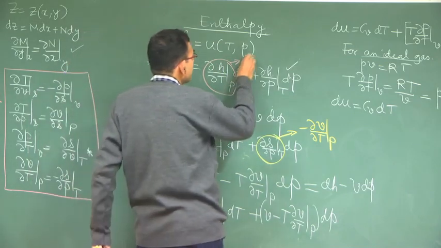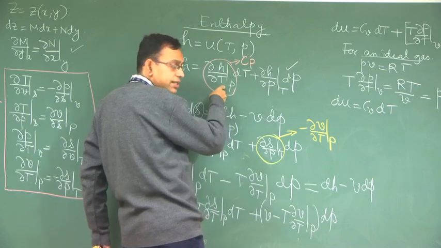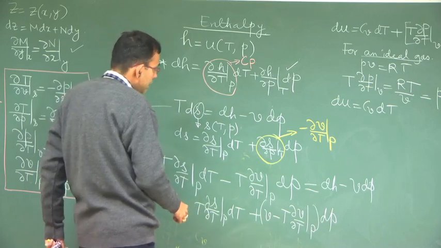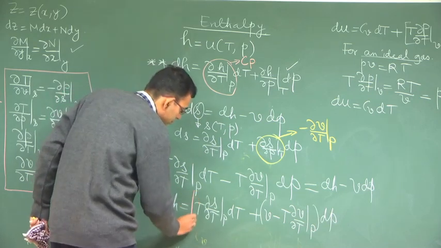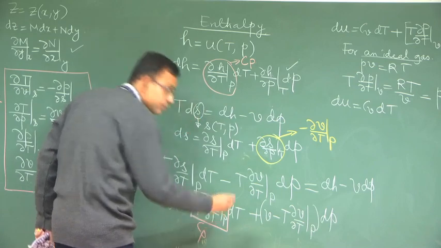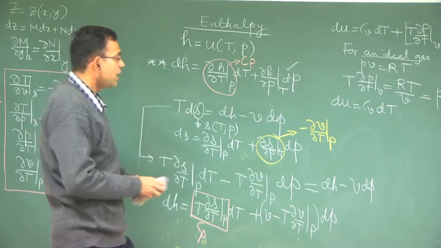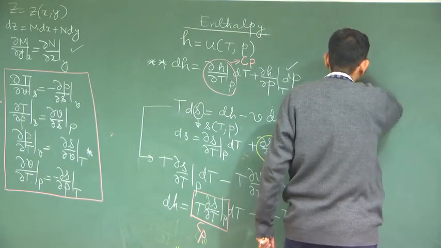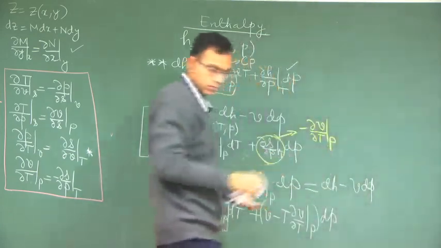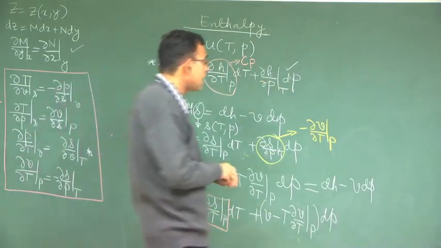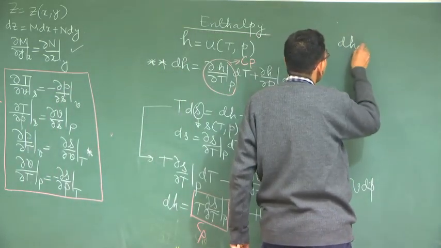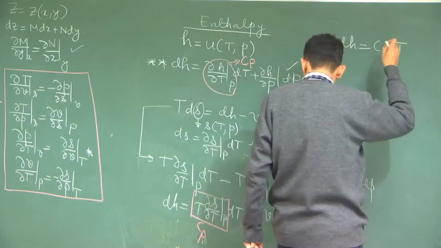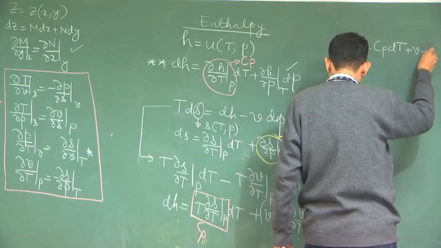This by definition is Cp. So if you compare these two, this is Cp. So you are left with dH is equal to Cp dT plus V minus T del V del T at constant pressure, times dP.